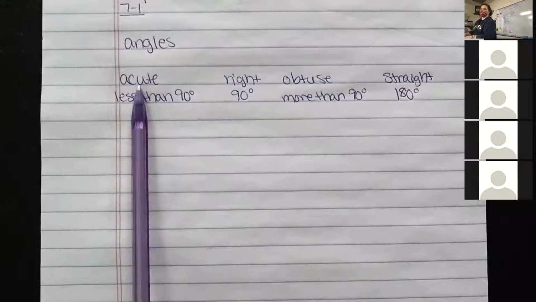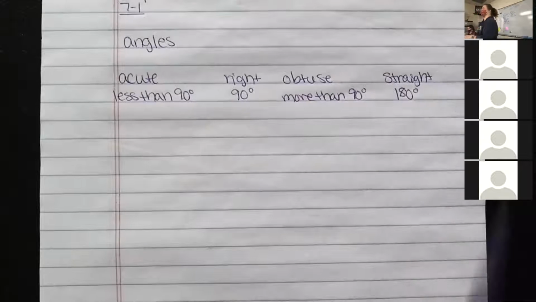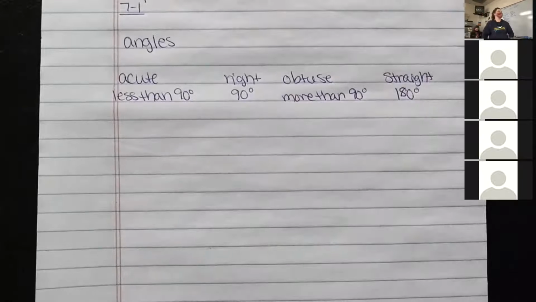All right, obtuse is more than 90. Well, I mean, it could be acute too, that's fine too. Okay. And then a straight angle is 180 degrees. So straight is just like a line, but it's actually a straight angle. So kind of silly, but it's 180.